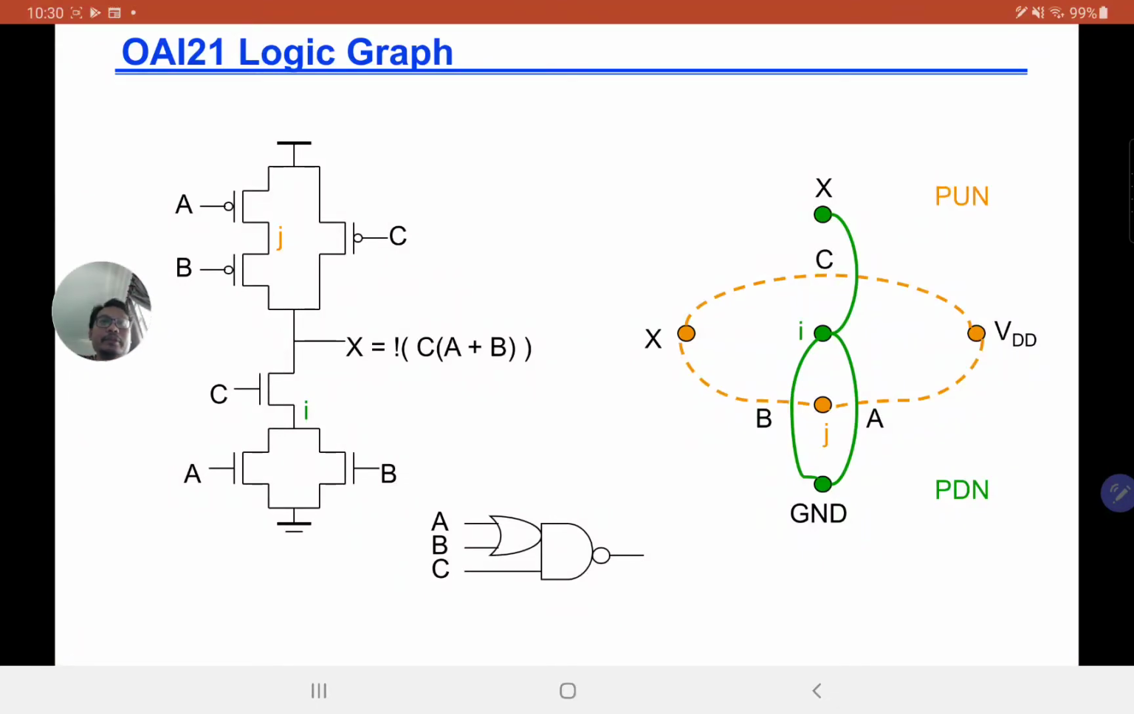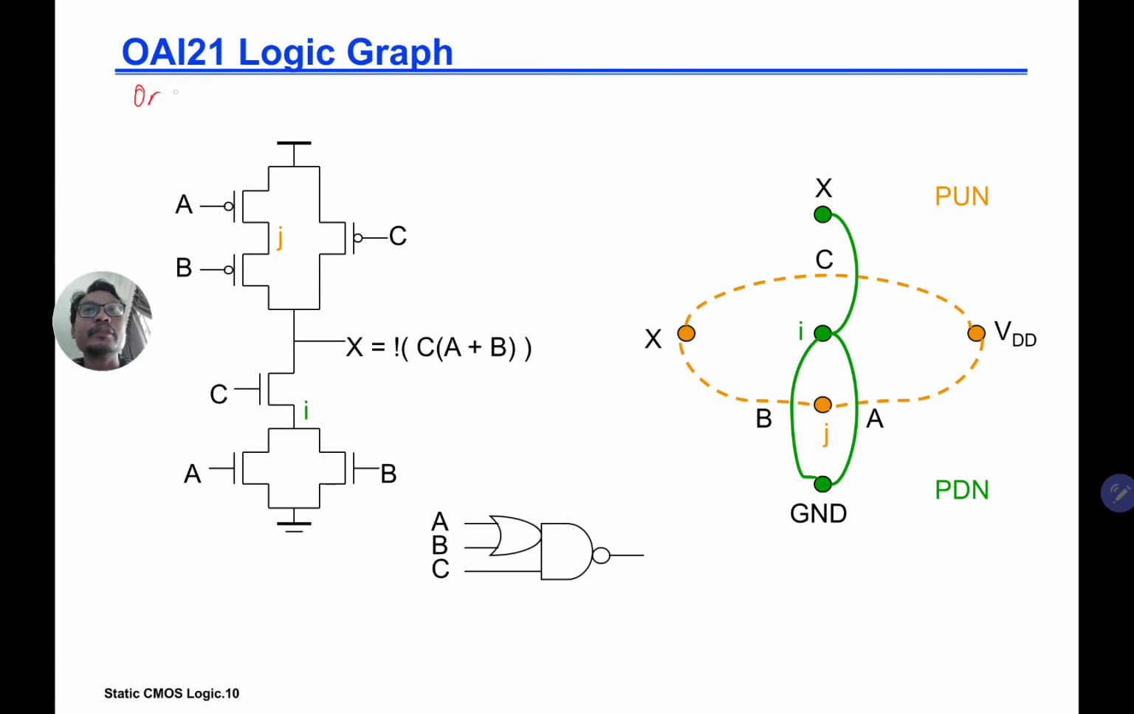Okay, so let's continue with the lecture on the logic graph and stick diagram and so on. We'll continue with the OAI 2-1 logic graph. OAI here means OR-AND-Invert, a 2-1 gate, and the circuit schematic is given here. 2-1 refers to the 2 there and the 1 there. So it's an OR and invert gate.